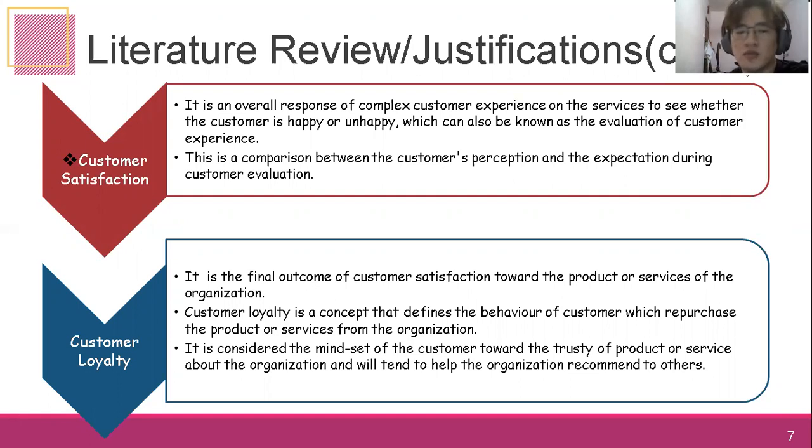The last will be customer loyalty. It is the final outcome of customer satisfaction toward the product or services of the organization. Customer loyalty is a concept that defines the behavior of a customer who will purchase the product or services from the organization. It is considered the mindset of the customer toward trusting the product or service of the organization, and the customer will tend to recommend the organization to others.